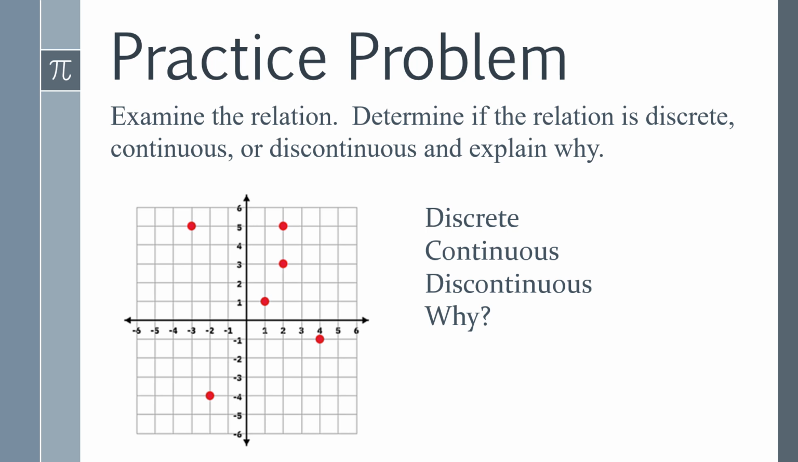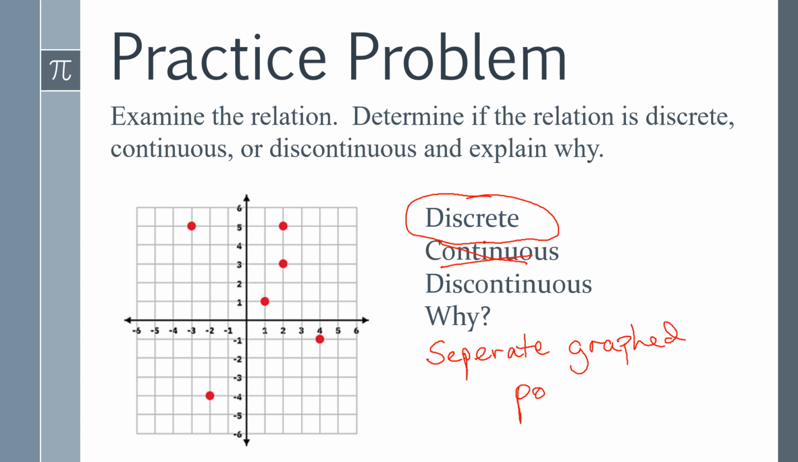Okay, do this one. Well, we can see right off the bat, this is not continuous. It's a bunch of dots, which means it's just what? Discrete. All right. So separate graphed points. That's why.